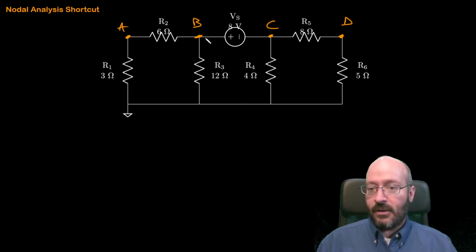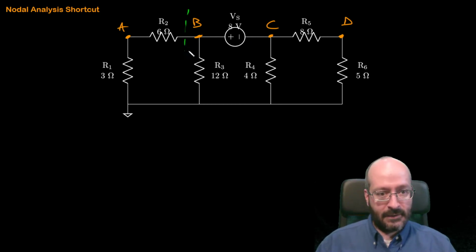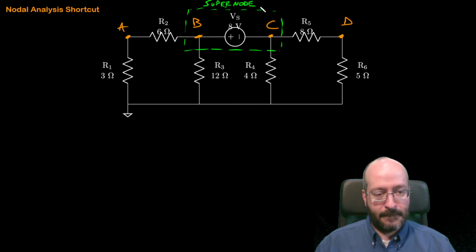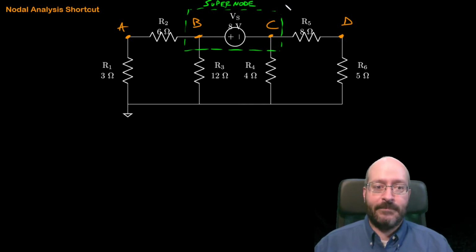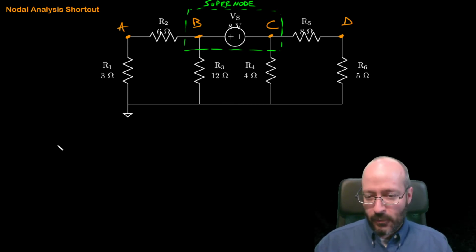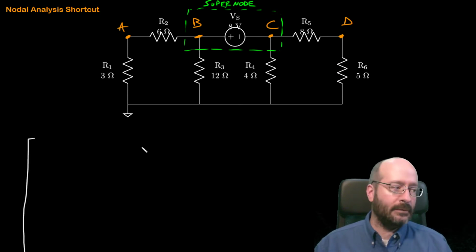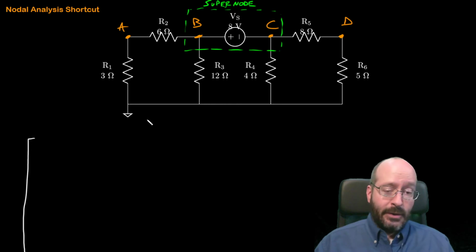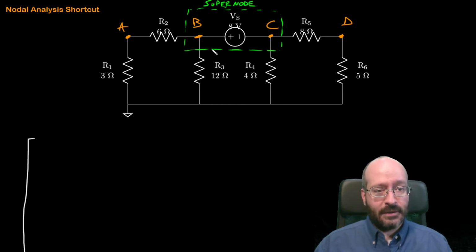All right, and also notice that we have a supernode. Okay, we got that 8 volt between B and C, so that forms a supernode. So we're going to have a 4 by 4, and we got to go through and ask ourselves the questions again.